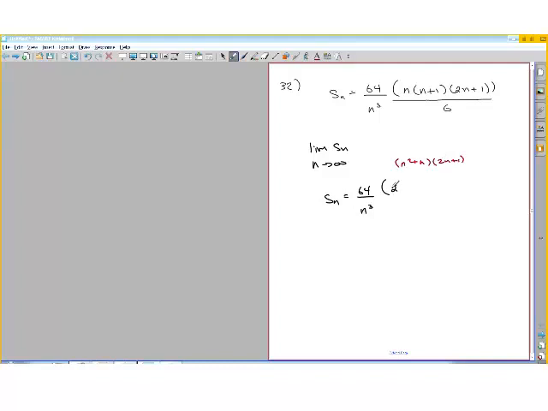So we use FOIL. We end up with 2n cubed from the first: n squared times 2n gives us 2n cubed. From the outer we get n squared. From the inner we get 2n squared. And from the last we get n. It's all divided by 6. Okay, combine like terms. So we get 2n cubed plus 3n squared plus n, divided by 6.